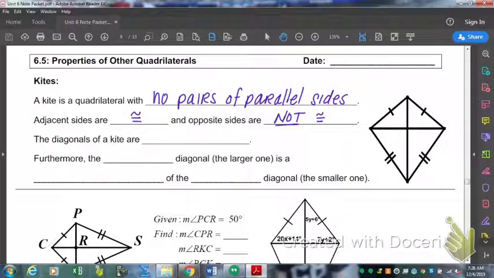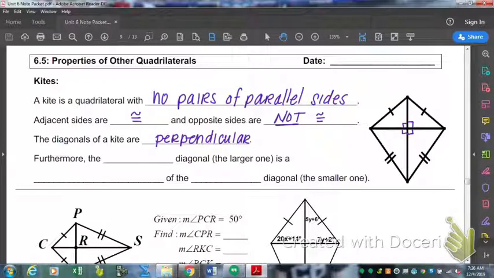The diagonals of a kite are perpendicular. So they intersect at a 90-degree angle, so you got this stuff going on in here. Not unlike a rhombus, but it's a kite.